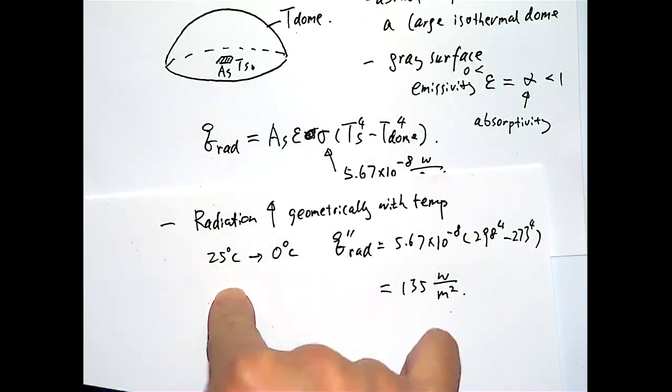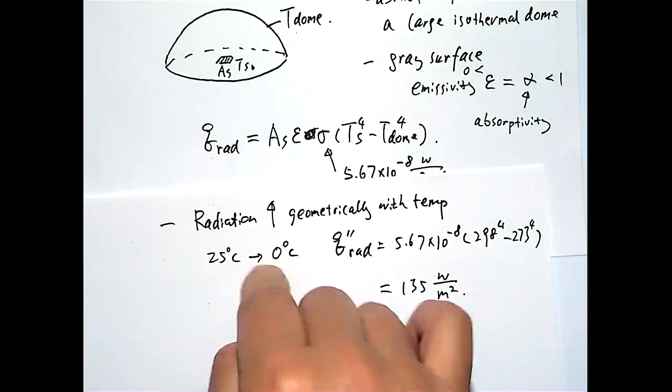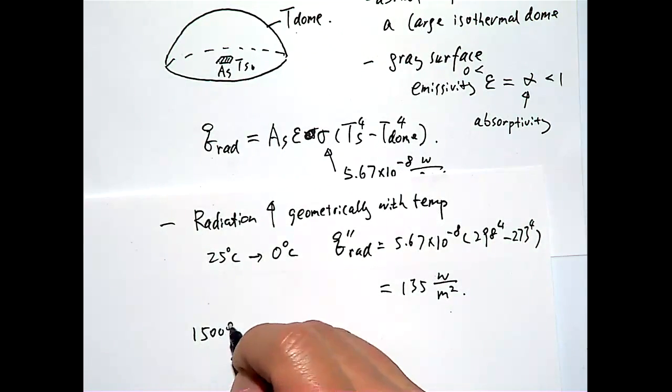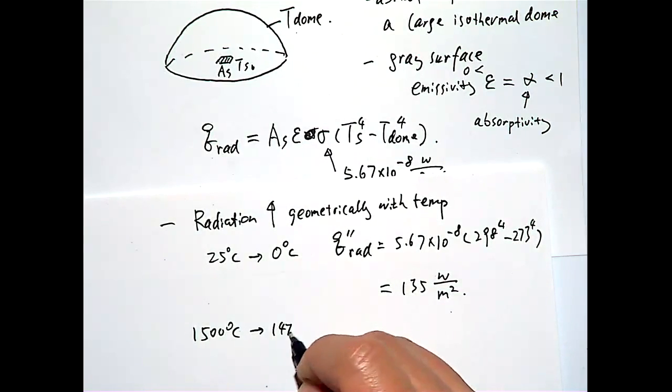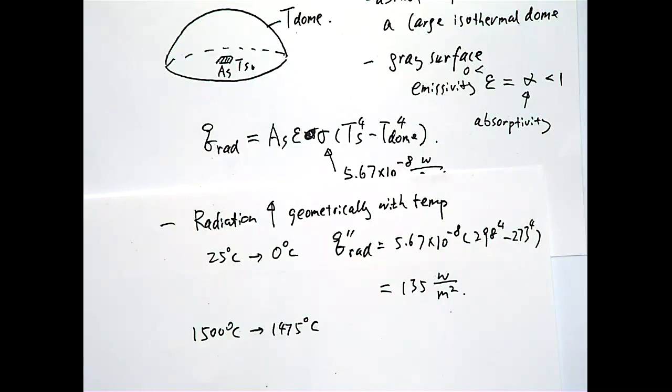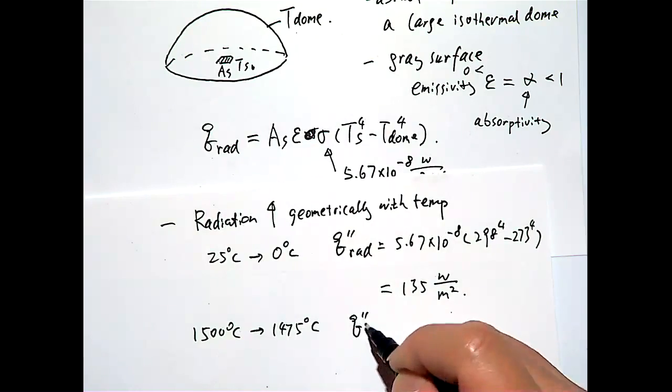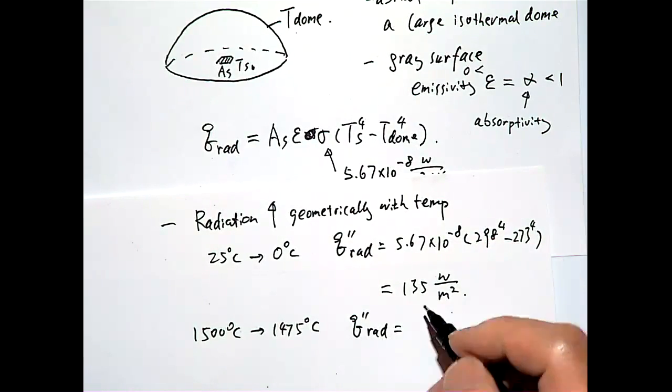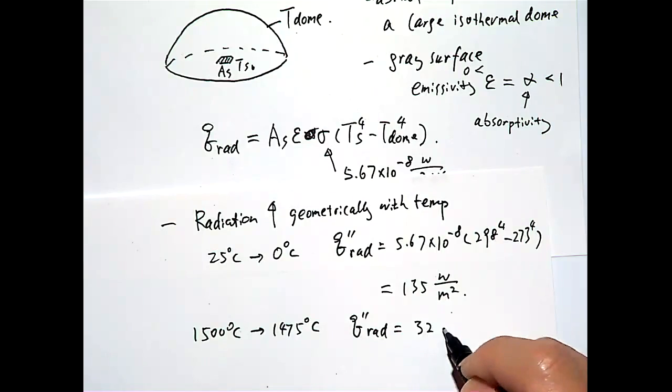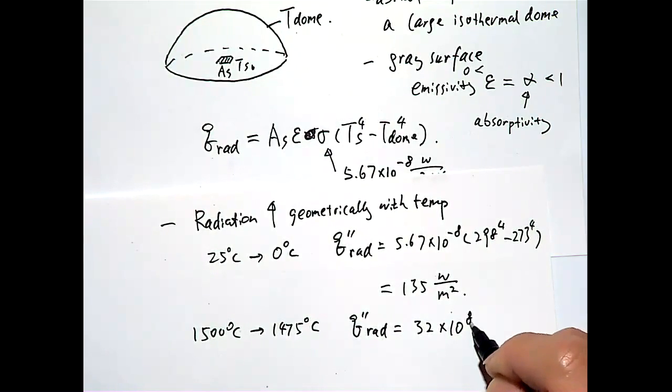If you have this same temperature difference of 25 degrees C at a much higher temperature, 1500 degrees C to 1475 degrees C, the same 25 degrees C temperature difference, this value you can also calculate, just bringing in the same numbers, then it will become 32,000 watts per meter square. So that's how many times? It's more than 200 times. More than 200 times, yes.